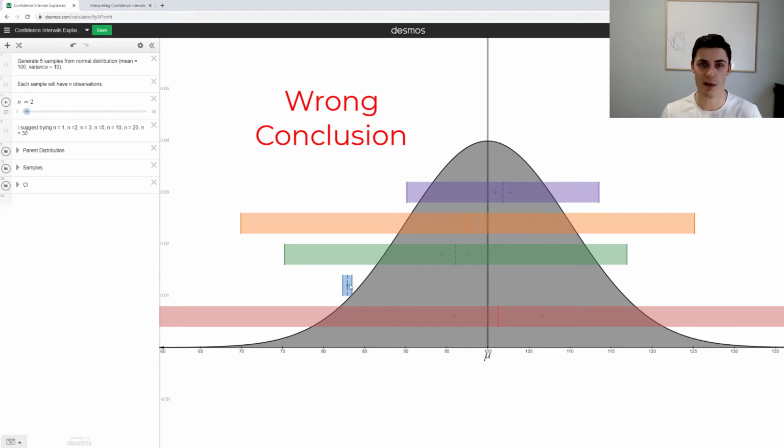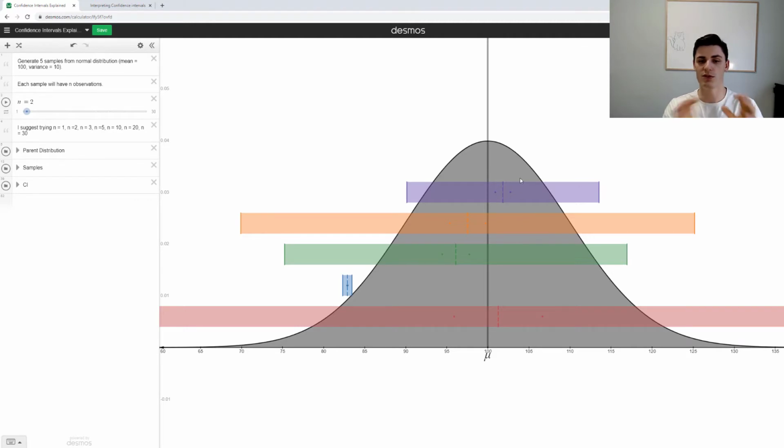But that would be a misinterpretation of the confidence interval, and that's why it's super dangerous, because if you look at all the other confidence intervals, they all include the population mean of 100, but they're pretty wide. So the way to get around this issue is to generate more observations.